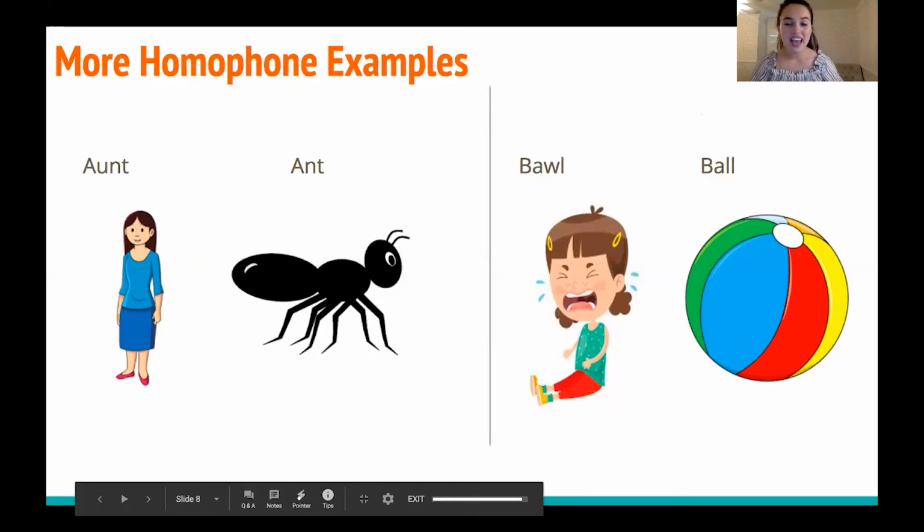All right, so if we want to do an example sentence for ball, we could say, I have a red ball. All right, I have a red ball. Does this sentence make sense? I have a red ball. Yes, it does make sense because we are using the correct spelling of ball. But let's see what happens when we change it. I have a red B-A-W-L. Does that make sense? I have a red bawl, like crying bawl? No. It doesn't make sense. So that's why, once again, it is so important to know the difference between your homophones.